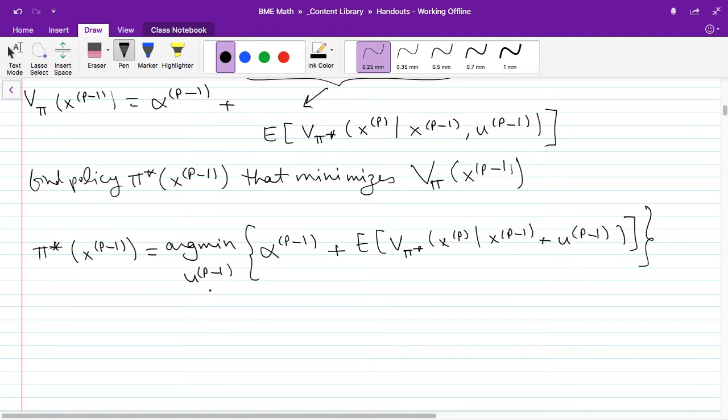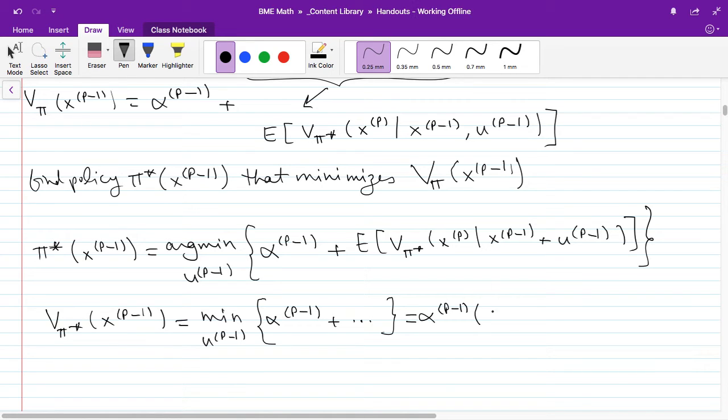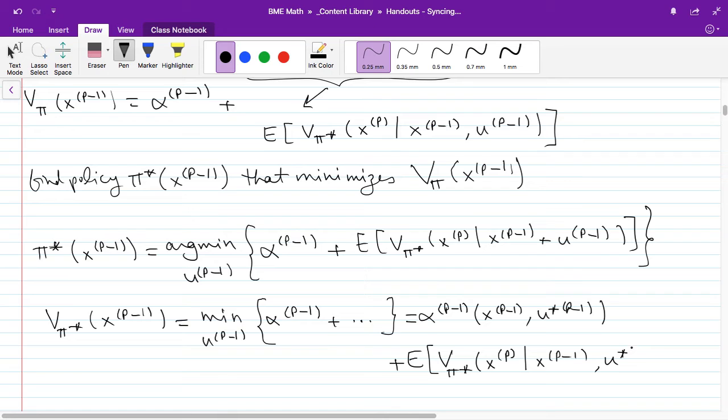And if you do perform the best motor command that you could give, then the value of your state at p minus 1 is this number, which is basically alpha at time point p minus 1, evaluated at x of p minus 1 and optimum command u star of p minus 1, plus the expected value of where that command's going to take you, given that you were at p minus 1 and you performed that optimum command.